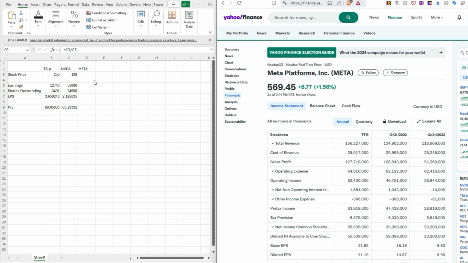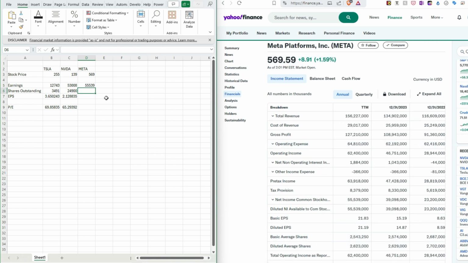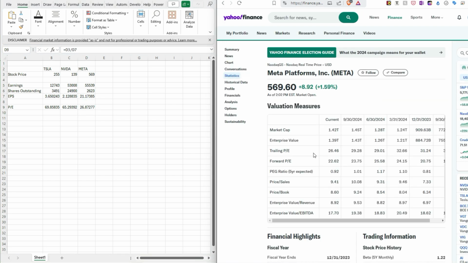Next up, we've got Meta Platforms. So it's trading at around $569. The earnings over the trailing 12 months, 55,539. And diluted average shares, 26,23. Take the earnings divided by the shares. So EPS of 21.17. And for the PE multiple, we're taking the price divided by that EPS, 26.87. And on the statistics, we got 26.46. So not a whole lot of difference between the values that we've got here.